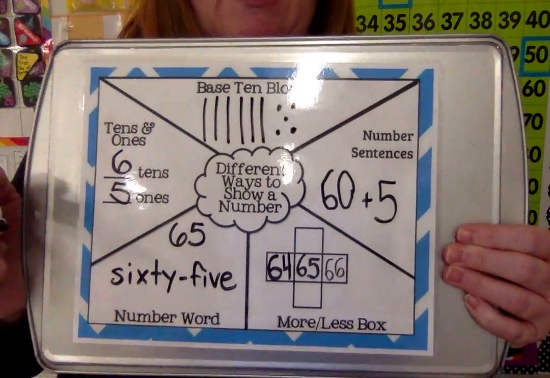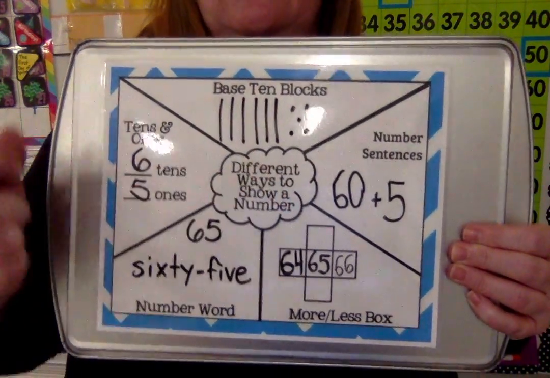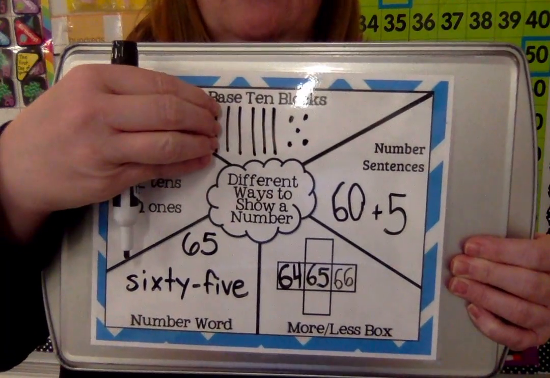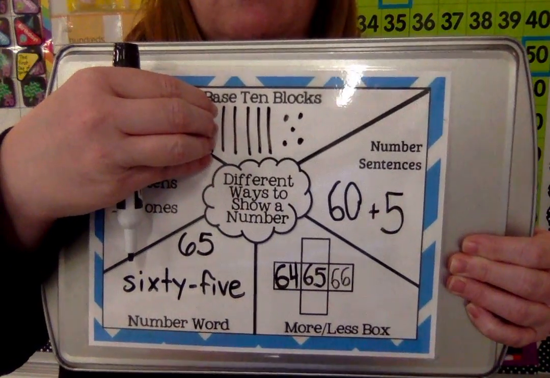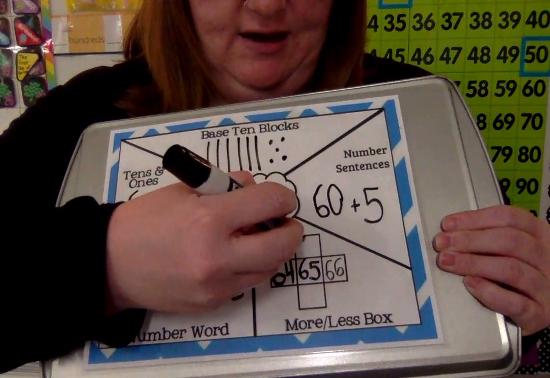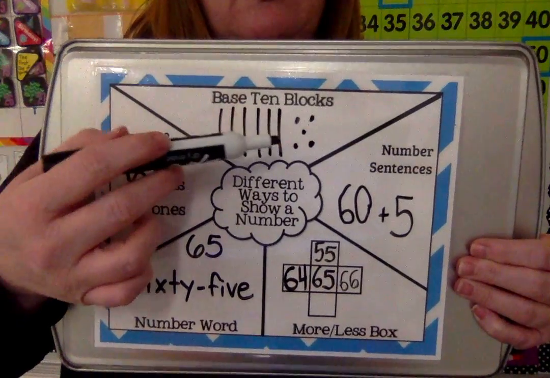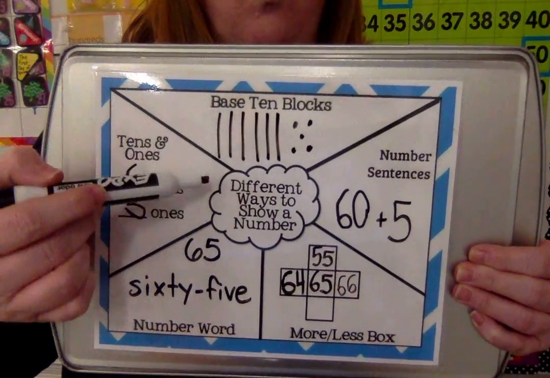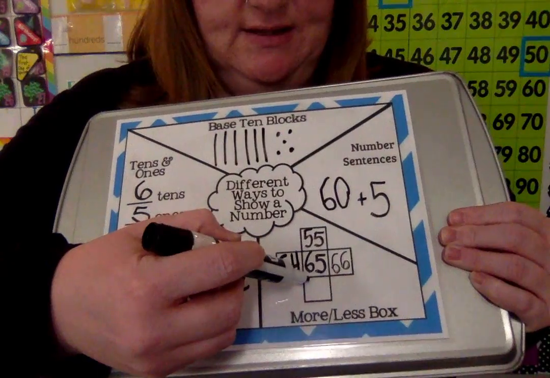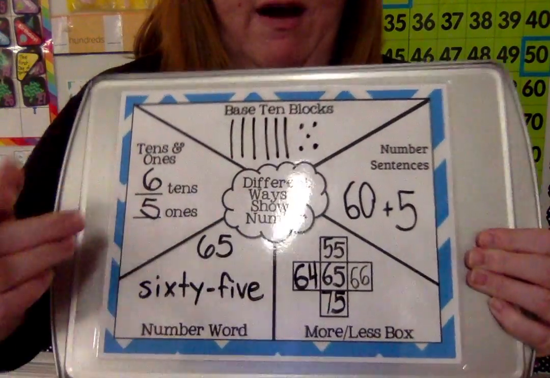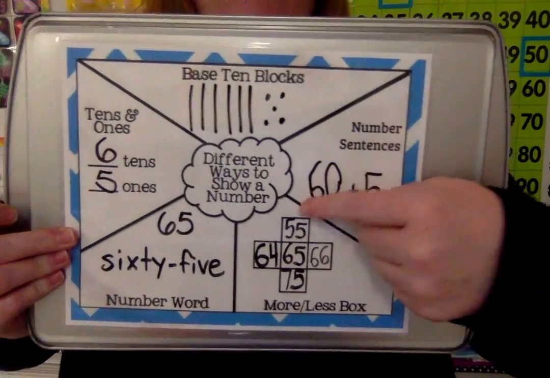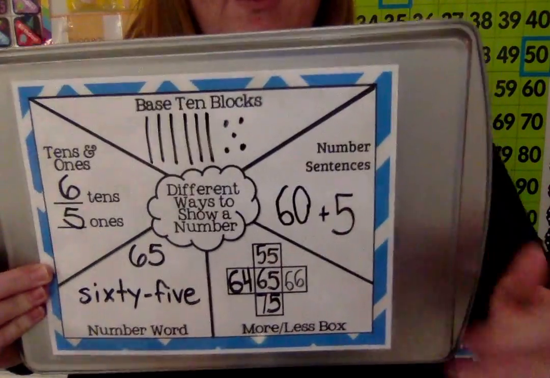It is right. Okay, now let's think about 10 less. It's like taking one of our tens away. Then we would have 55. If we wanted 10 more, if I have 6 and added 1 more, then I'd have 7 tens and 5 ones, 75. 55, 65, 75. Very good.